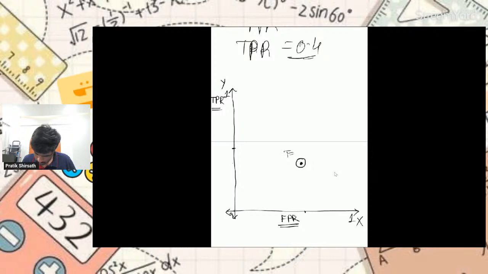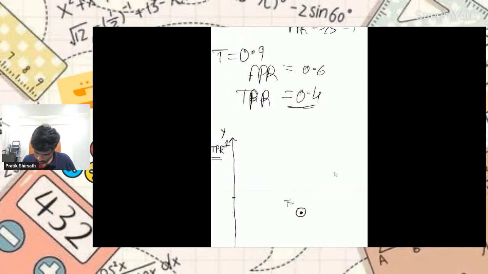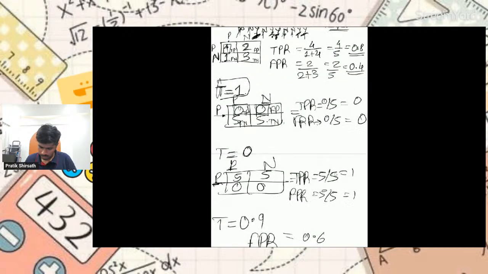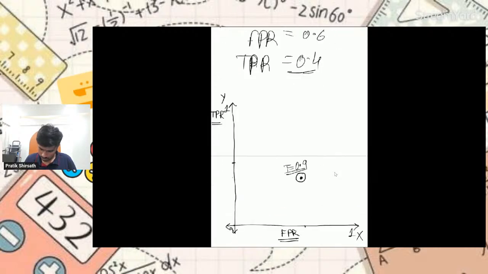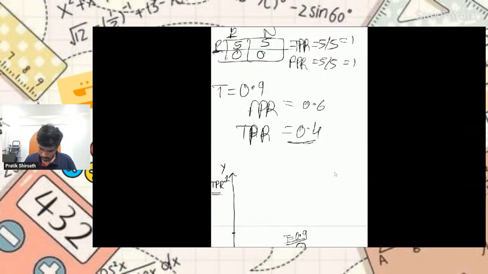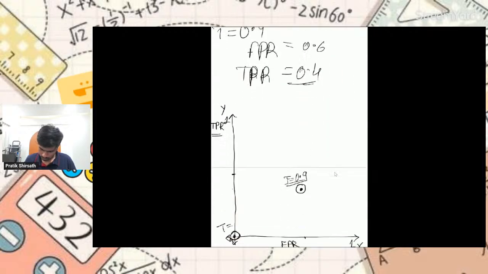T is equal to 0.9. Then similarly I will plot these. T is equal to 1, and TPR and FPR both are 0. This will be here. T is equal to 1.